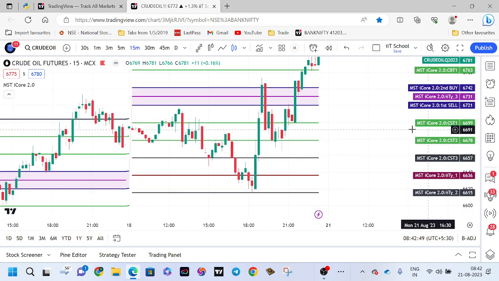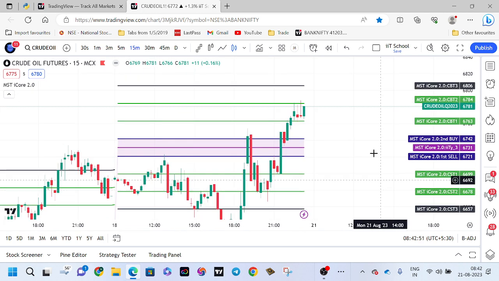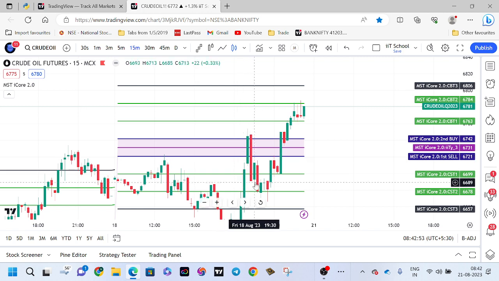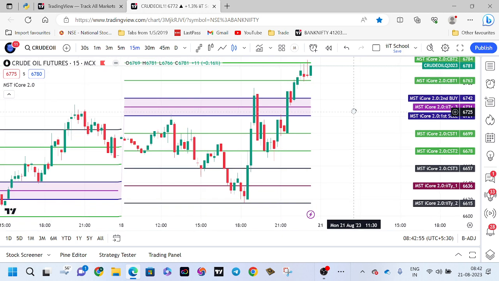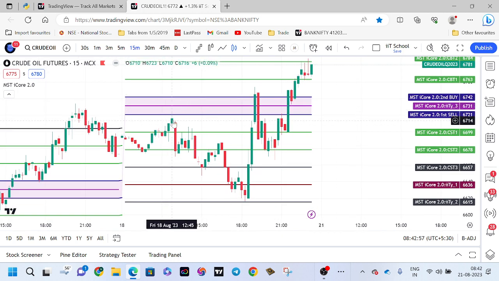Don't ask me why it is not giving the target here, because we have taught you the method. Always trade with the first entry. If the first entry is missed, then you have to look for the R3C pattern. Here in 15 minutes also we have got the R3C pattern. Once this high is broken, we have to go for the buy entry. Here also we have got the R3C pattern. Once the high is broken, we go for the buy entry. Once the low is broken, we go for the sell entry.